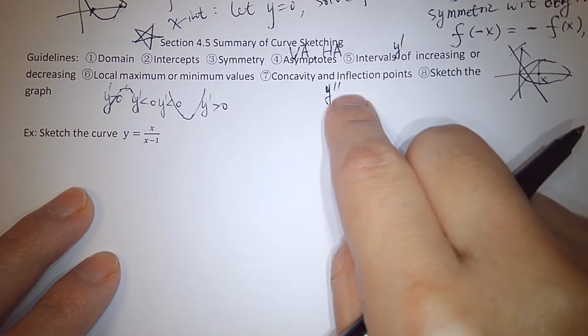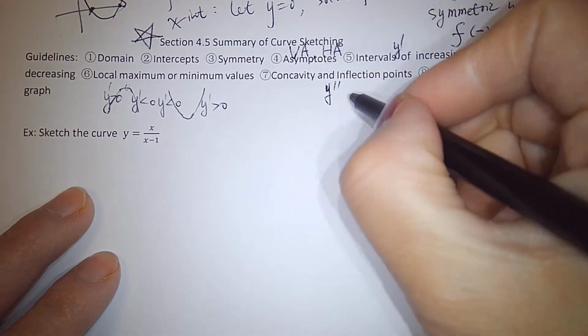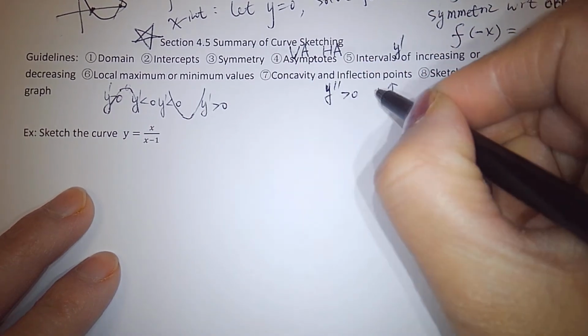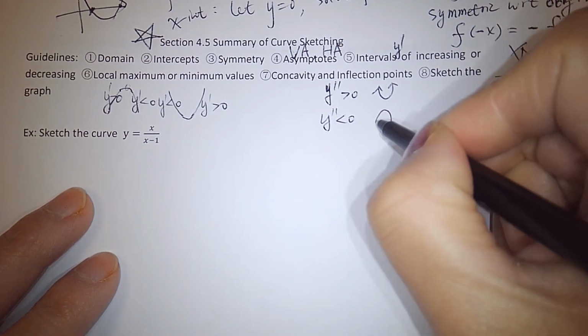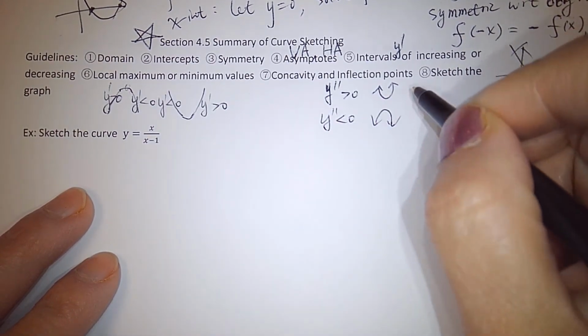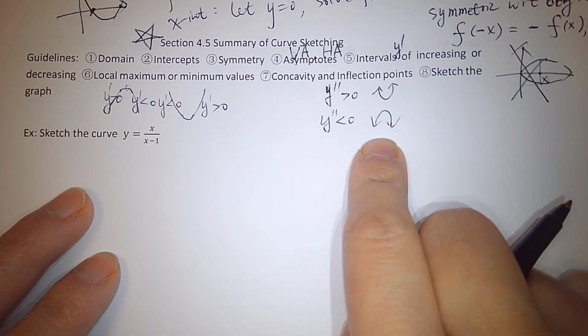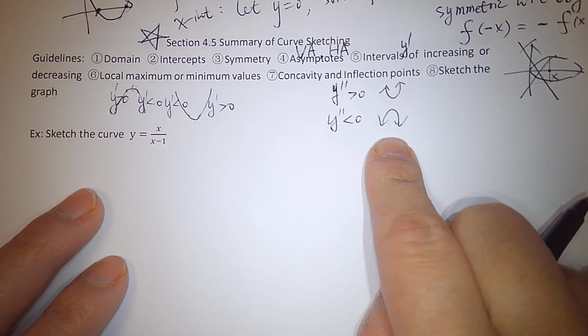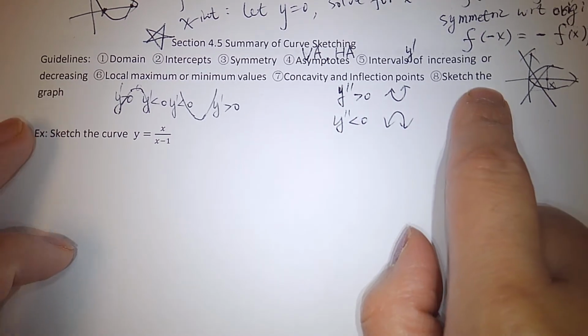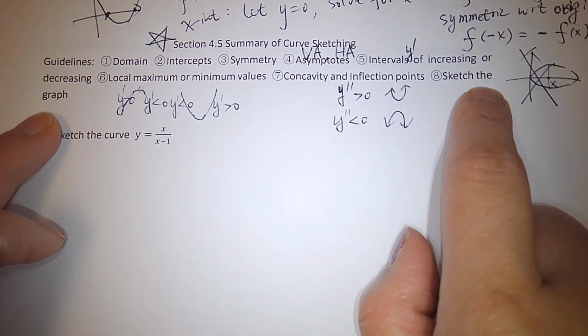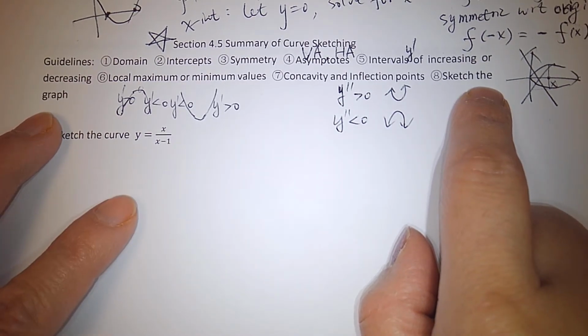And then the interval that makes y prime prime positive gives us what? Concave upward function. Y prime prime less than 0 gives us what? Concave downward graph on that interval, right? And eventually, step 8, combine everything, we can sketch the graph of the function. Okay? Any questions about these steps?